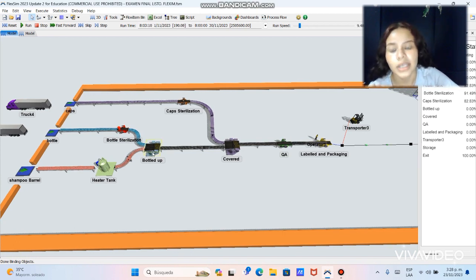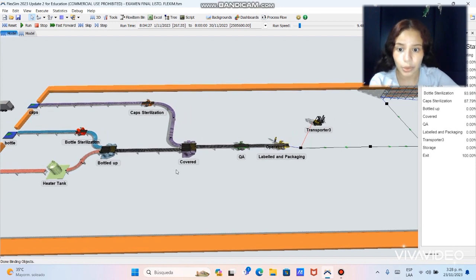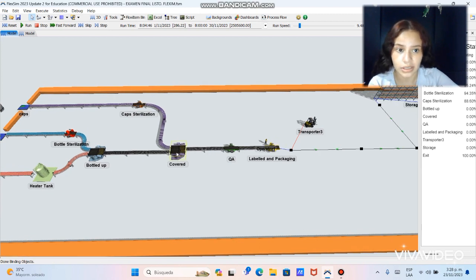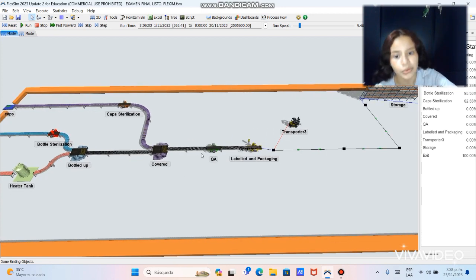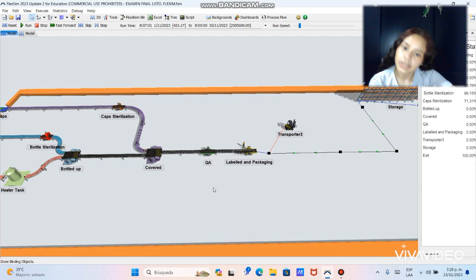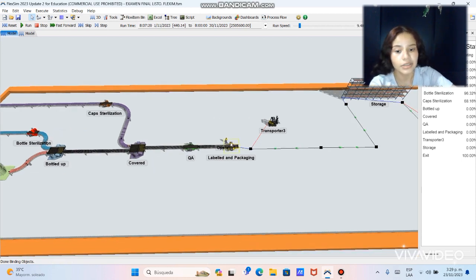We have here these machines that allow us to join the bottle and the liquid. So this is the bottling process in this machine. Then the product moves on to this machine that allows us to join the cup and the bottle. So this is the cupping process. Then we're going to move it to quality control because we have to make sure that the product is okay. And after that, we have here the label and the packaging process.